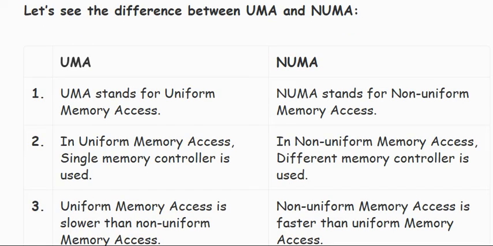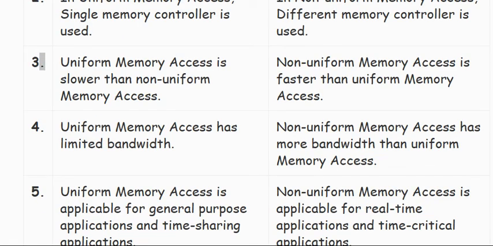UMA. NUMA. 1. UMA stands for Uniform Memory Access. NUMA stands for Non-Uniform Memory Access. 2. In Uniform Memory Access, a single memory controller is used. In Non-Uniform Memory Access, different memory controllers are used. 3. Uniform memory access is slower than non-uniform memory access. Non-uniform memory access is faster than uniform memory access.